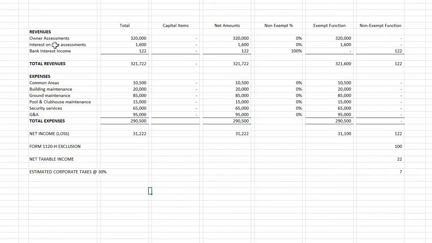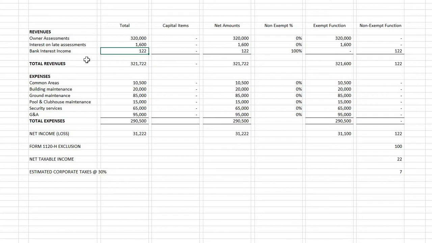Then we see an interest income here, interest on late assessments. Here's a little nuance that you need to be mindful of. If you earn interest on late assessments, so if you have a homeowner that hasn't paid their dues for months and it's accruing interest on the unpaid balance, that might be interest income, but it's connected with the assessments. It's not regular bank interest. So interest income on late assessments can just be clumped in with just the regular exempt income. It doesn't have to be separately stated as non-exempt.